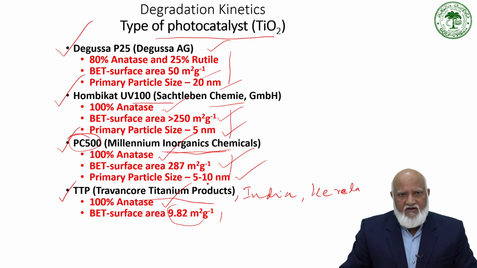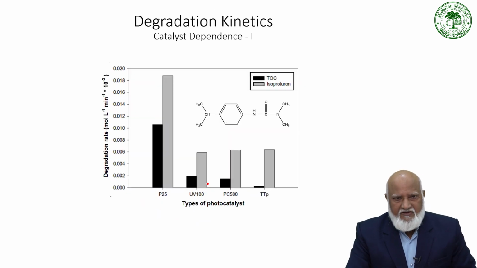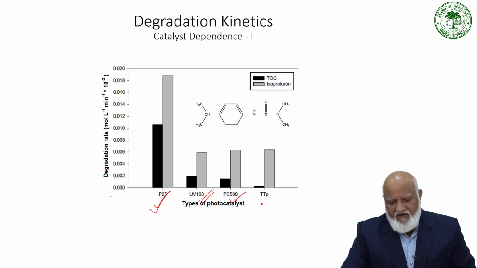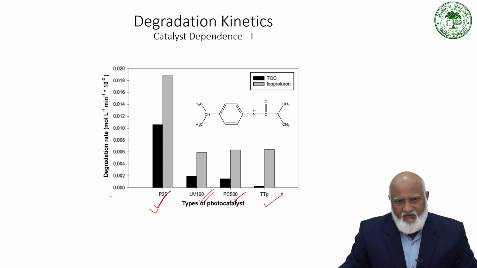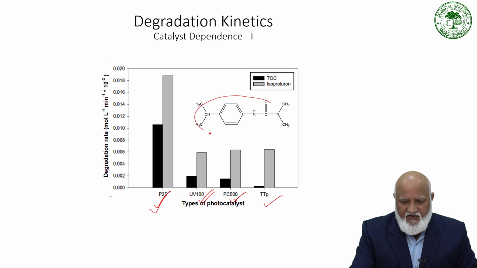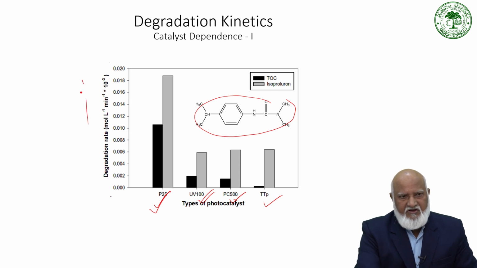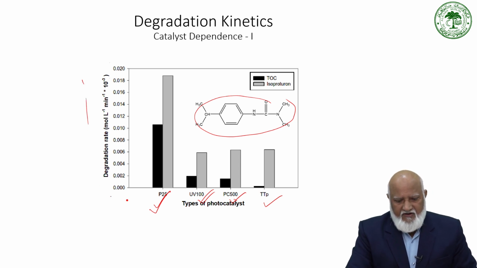So we have four different samples of titanium dioxide with different characteristic features, and we would like to see how they differ in reactivity for the degradation of different organic compounds. Our results are shown over here. You can see these four different titanium dioxides, PC500, UV100, P25, and TTP, each with different characteristic features, tested for degradation of this particular pesticide, and this is the degradation rate using them.